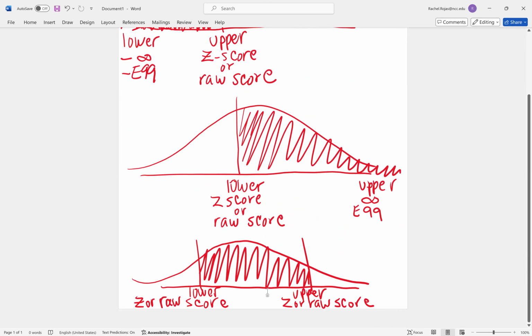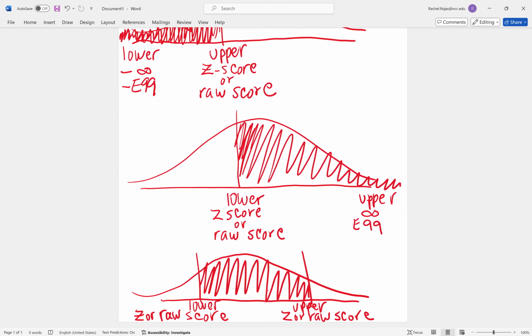Another scenario is if we're shading to the right of a given z-score or raw score, like in this case. Now, technically, the shading continues to the right indefinitely. It's just that the proportion of area gets smaller, smaller, smaller. But technically, we're shading towards a score of positive infinity. So whenever we're shading to the right and the shading doesn't stop, it continues, our upper bound is going to be infinity, or E99. That's what we're going to use in the calculator. And the lower bound would be whatever our z-score or our raw score is.